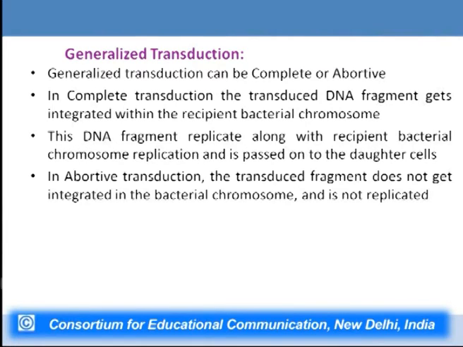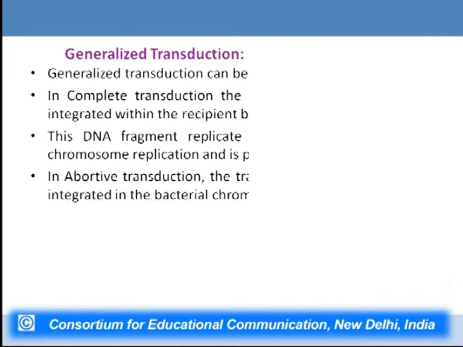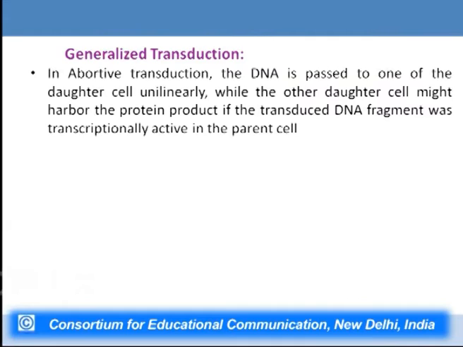Whereas, in case of abortive transduction, the transduced fragment does not get integrated in the bacterial chromosome and is not replicated. So, as the name suggests, the transduction is abortive because there is no incorporation of the DNA which has been injected into the bacterial cell. In abortive transduction, the DNA is passed to one of the daughter cells unilinearly, while the other daughter cell might harbor the protein product if the transduced DNA fragment was transcriptionally active in the parent cell.